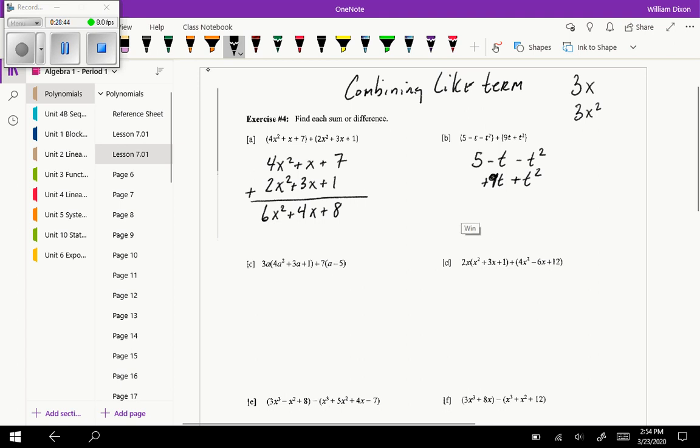All right, pretty cool what happens here. Plus sign, my 5 comes down. That's like a 0, it is a 0. And then I have negative t plus 9t. Well, that's going to be plus 8t.